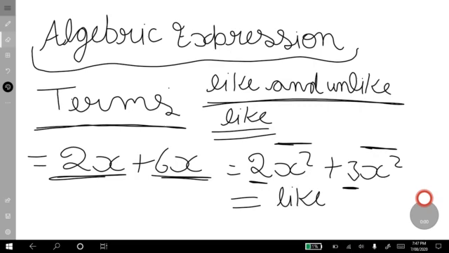If we had just 2x plus 3x squared, it would be unlike, because it's x squared and it's x, so it matters.